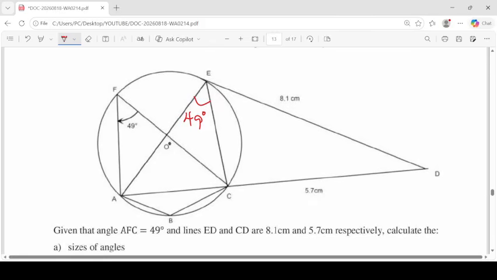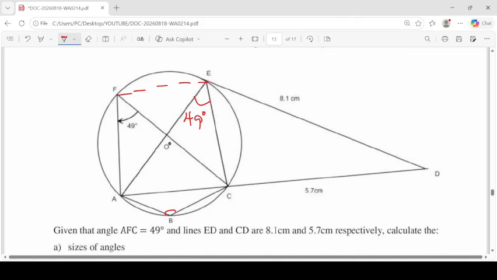ABC, let me see. ABC, where is the B? ABC is this particular angle here. With that angle, we need to be very, very keen. First of all, allow me to complete this cyclic quadrilateral. I can complete it that way. So let us look at it keenly.